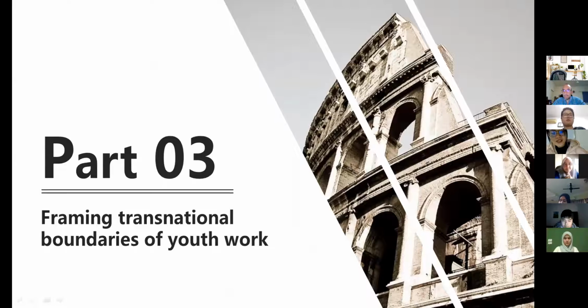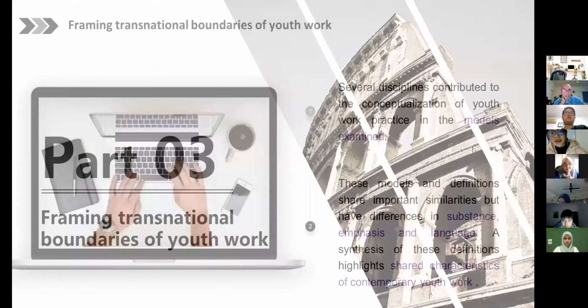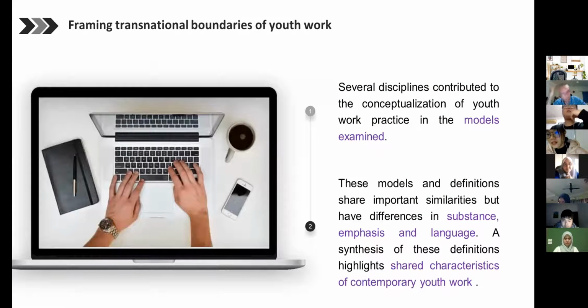For my part, it's about forming transnational boundaries of youth work. This is from the article. So from all those examples she gave from the UK, Ireland, Australia, and so on, now she's going to try to come up with some sort of framing that's transnational, something general enough to encompass all those different approaches to youth work. Okay, go ahead.